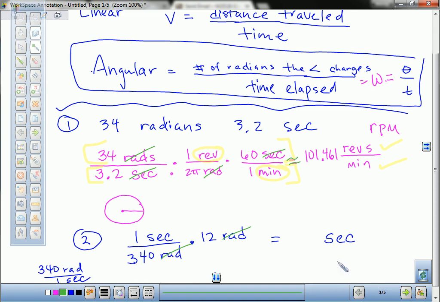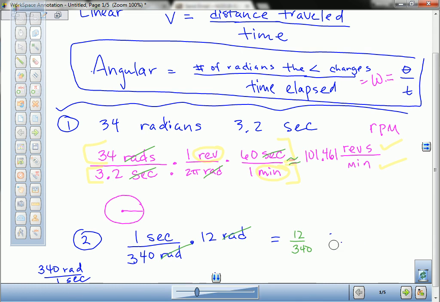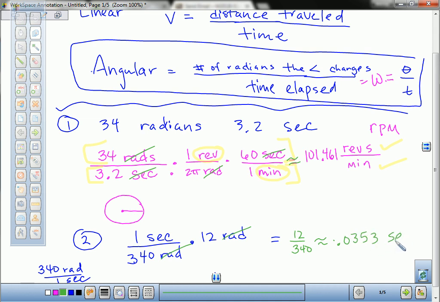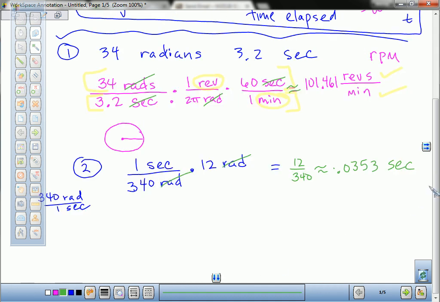So you wouldn't cross multiply? We only cross multiply if there's an equals between them. That's just straight out multiplication. So that would be approximately 0.0353 seconds.